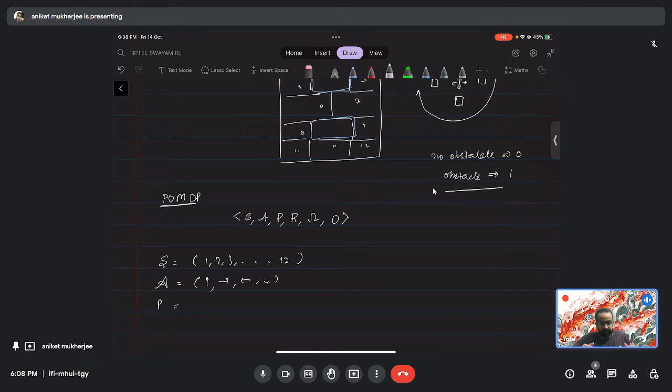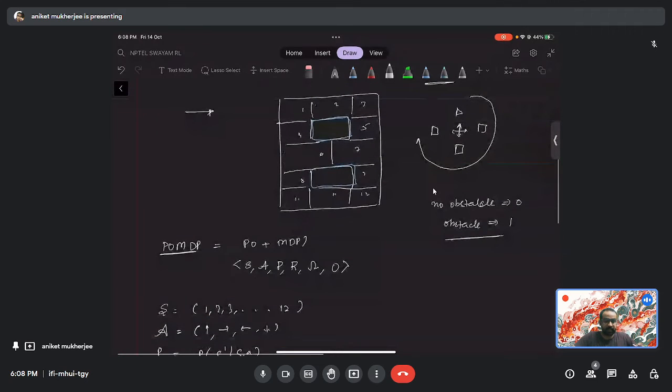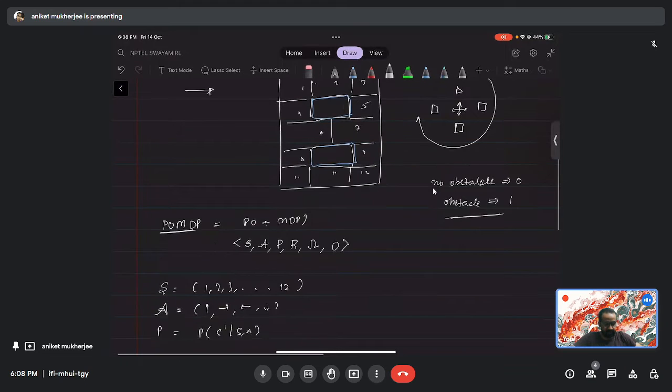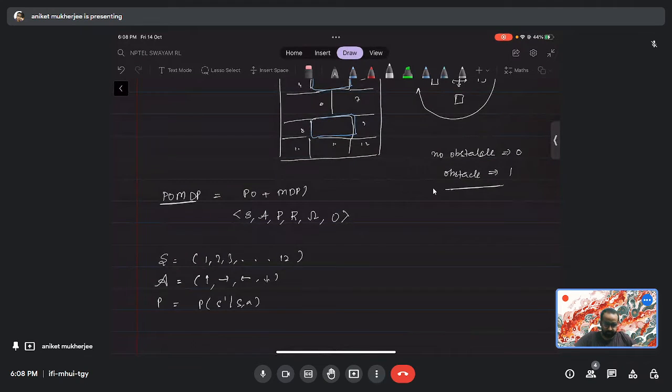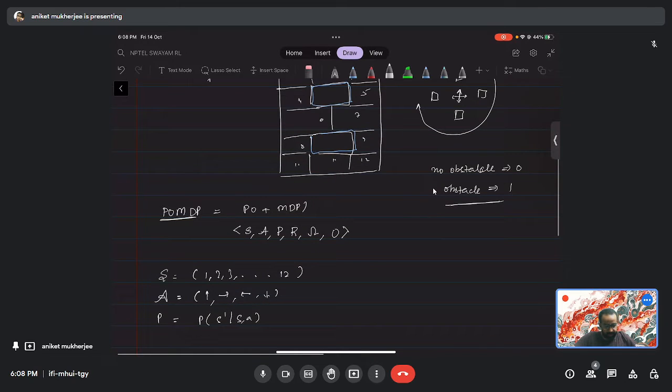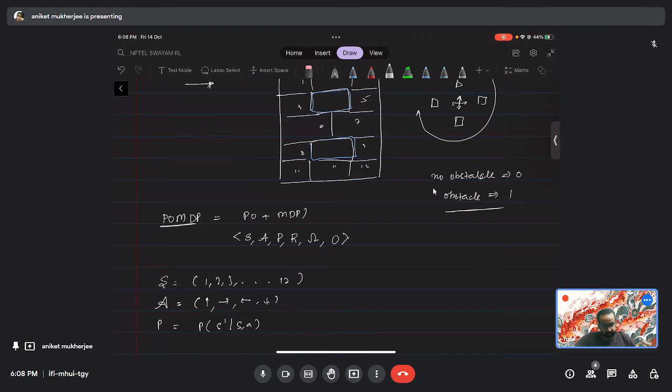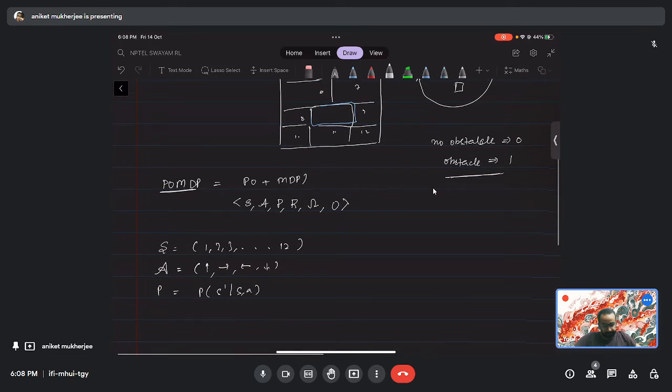Okay, probability transition matrix. You have a probability transition matrix for the underlying MDP. So POMDP is basically PO plus MDP. It is the conditional probability of the next state given the state and action. So what is the probability? Since there is nothing stochastic in the transitions here for the underlying MDP, it's just 1 or 0. So if you are at say state 8 and you take action north, then you go to state 6 with probability 1. Yes.